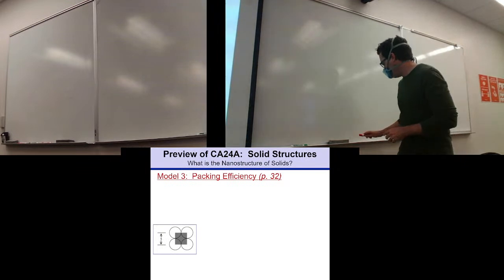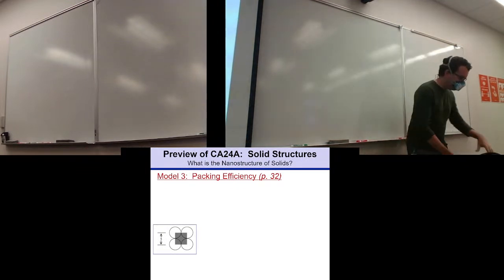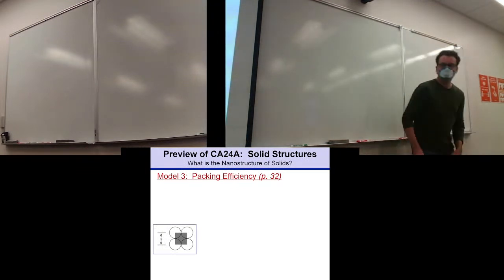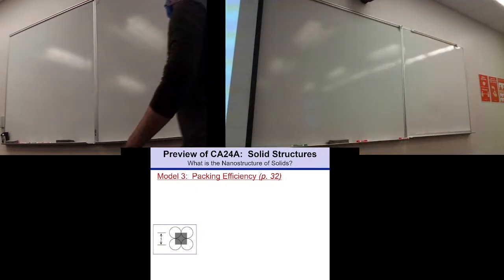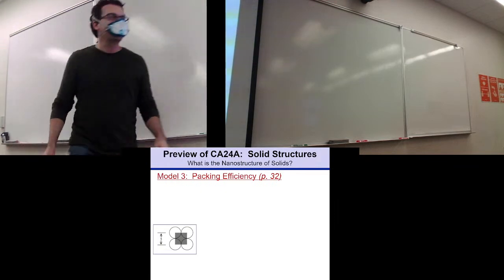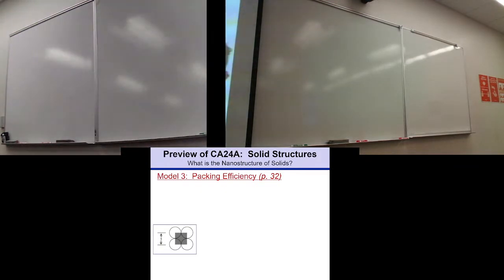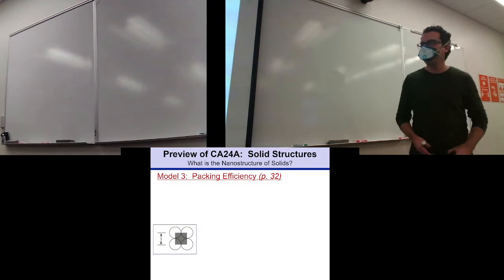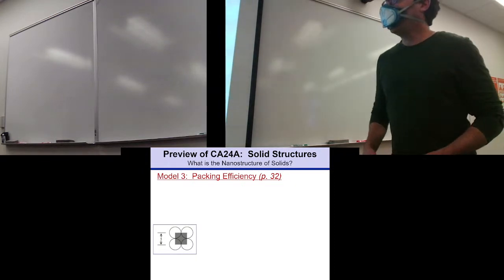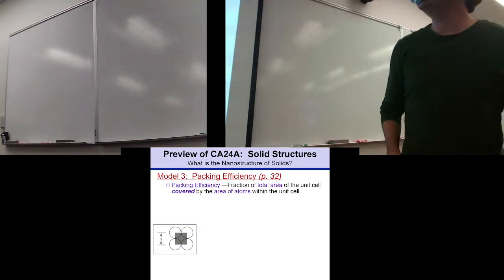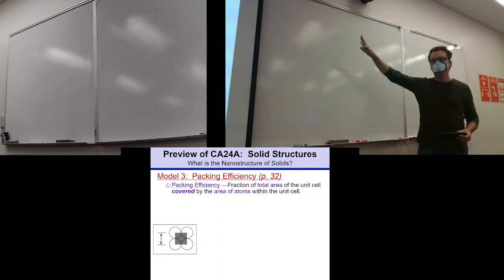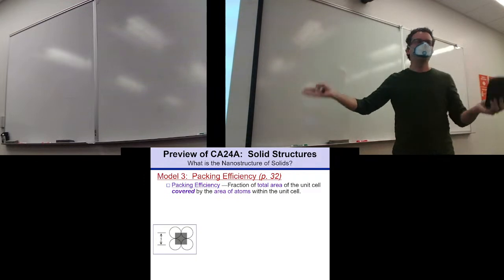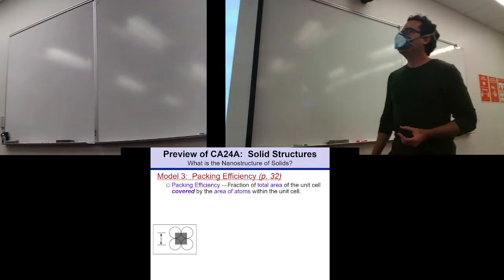So here's where we start bringing in a little bit more mathematics. We're going to talk about something called packing efficiency, and we're going to start with 2D and move up to 3D afterwards because it gets a little hairy. So let's start with 2D. Packing efficiency is the area of the unit cell that is covered by atoms, in 2D at least. When we talk about 3D, we'll talk about volume. But for 2D, this is the area.